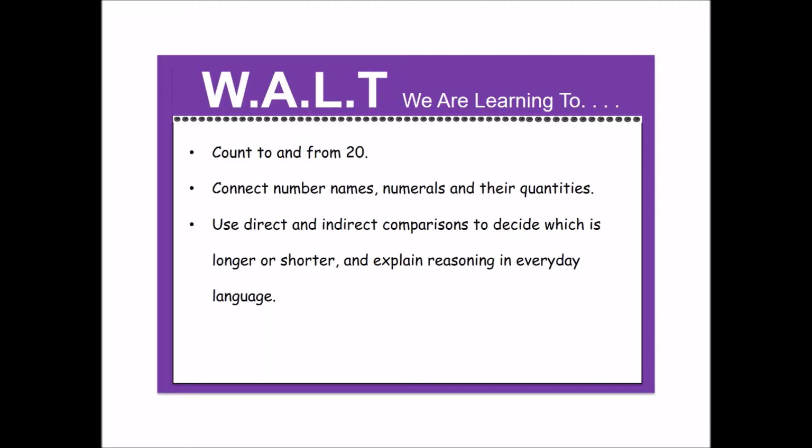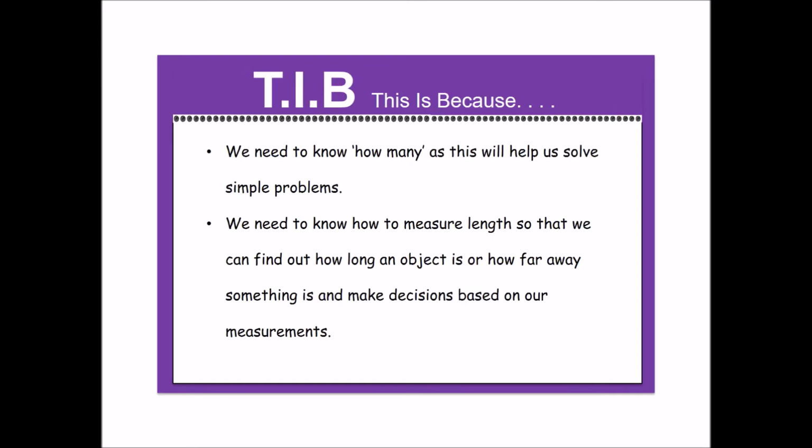We are learning to count to and from 20, connect number names, numerals, and their quantities, and use direct and indirect comparisons to decide which is longer or shorter, and explain the reasoning in everyday language. This is because we need to know how many, as this will help us solve simple problems. We need to know how to measure length so that we can find out how long an object is or how far away something is and make decisions based on our measurements.